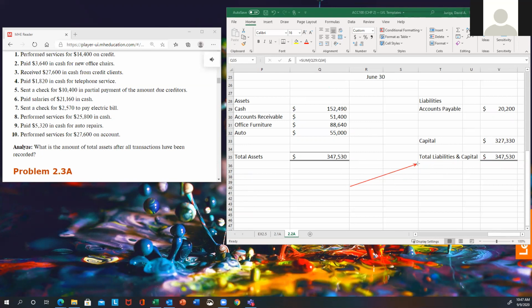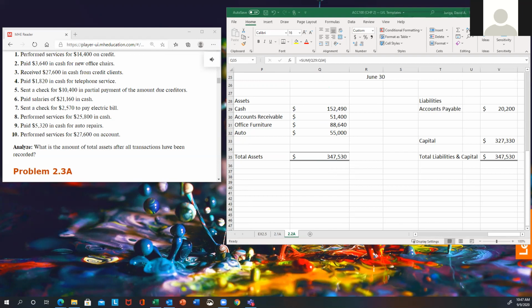Now again, we're not even getting into the analysis. We're just saying this is how you prepare them. Later on, we'll do a little more analyzing, we'll do some comparing and see how well the company is doing. But these are the steps you would take in an accounting system, at least to start with in Chapter 2, to prepare your financial statements.